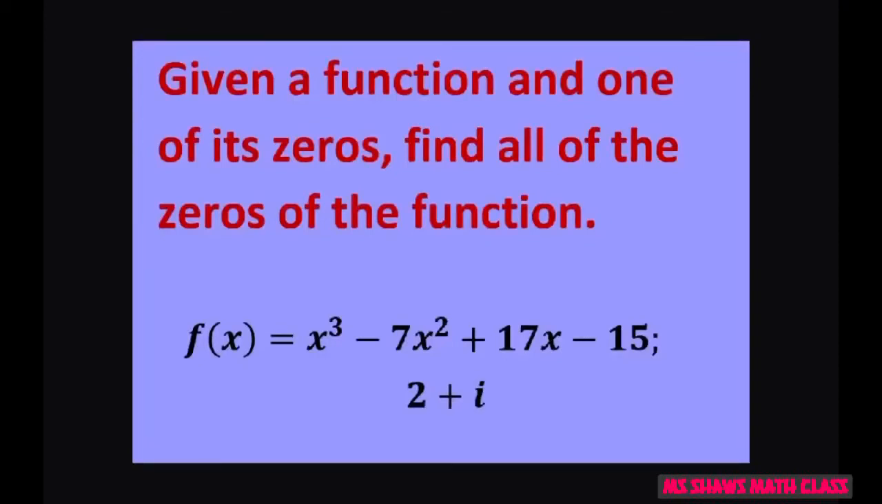Hey everyone, given a function f of x here, and one of its zeros, 2 plus i, we're going to find the remaining zeros of the function. So we have a total of 3 because the degree of the polynomial is 3. Also, according to the complex conjugate theorem, if 2 plus i is a zero, then so is 2 minus i.